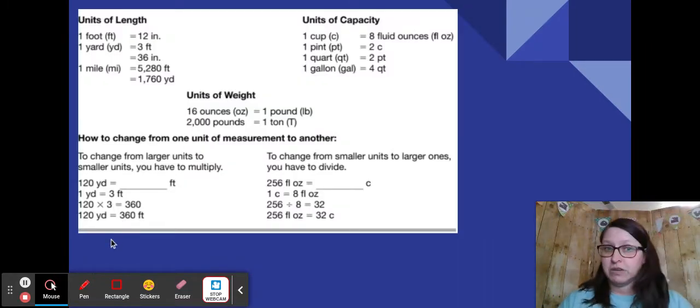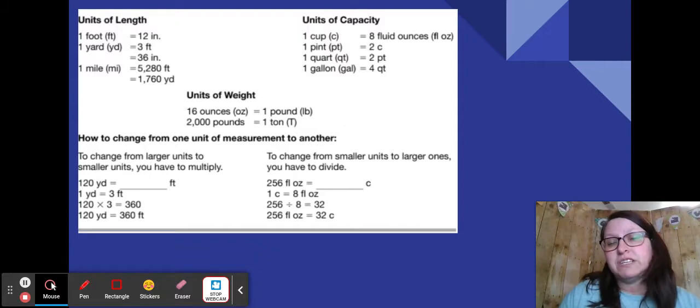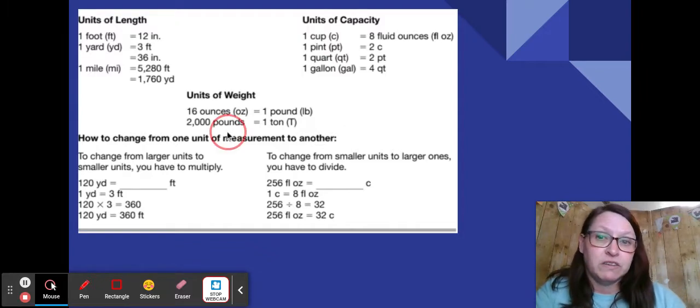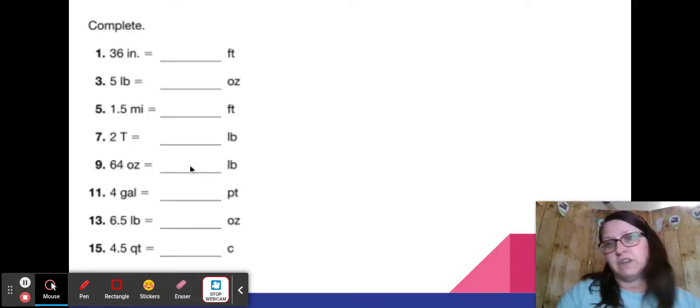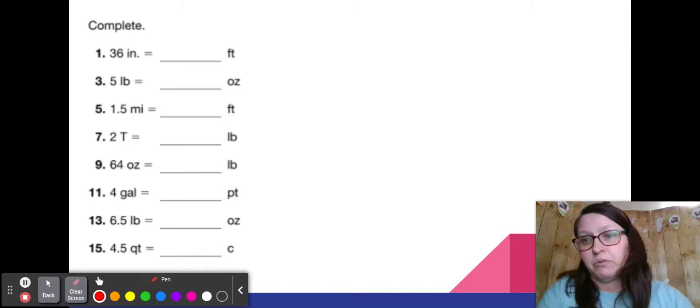This right here is on your reteaching page. It is a page I would definitely keep, and I would definitely look over and try to remember some of these numbers. We are going to be using them throughout this unit. So we're going to start right here. I'm going to start with number one.